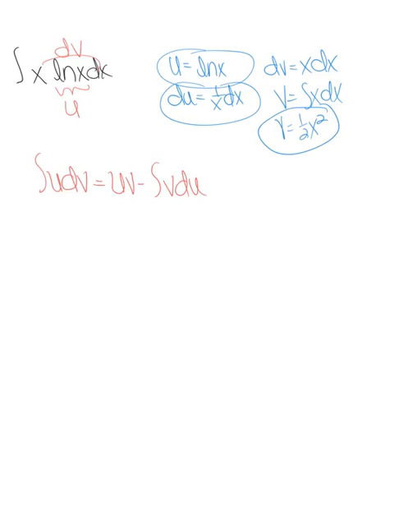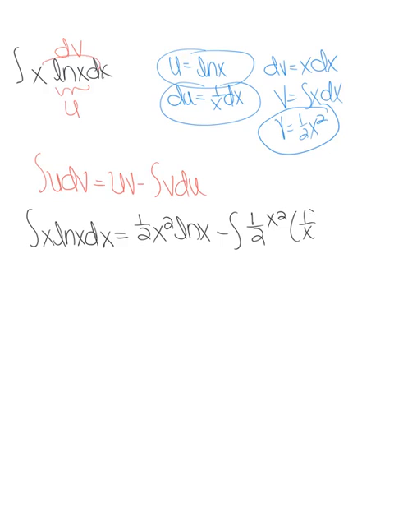So in our case, the integral of x natural log of x with respect to x is going to be equal to, we take our u and our v and multiply them together, and so we get 1/2 x squared natural log of x minus the integral of v times du, and that looks like 1/2 x squared times 1 over x dx. Now let's clean up that back one so we can look at this a little bit better.